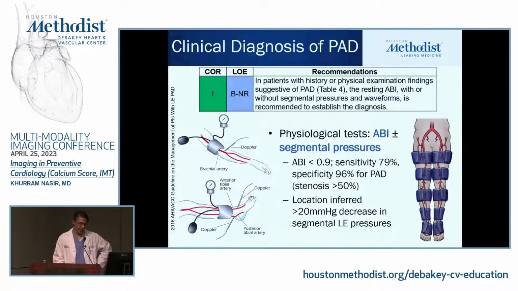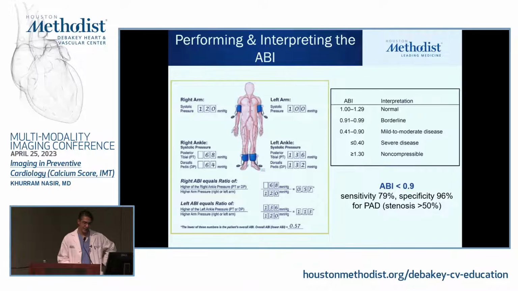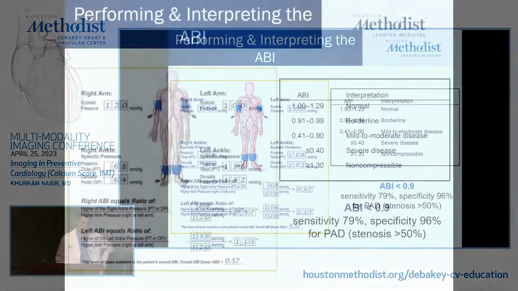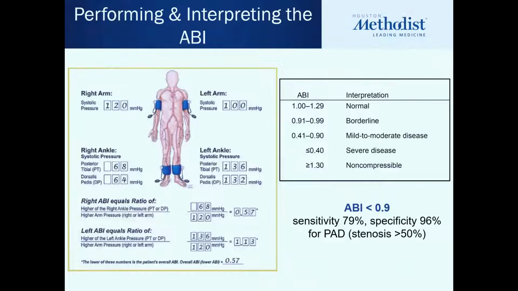So the points I wanted to make here: what should you know about the ABI? Number one, anything less than 0.9 is abnormal and is very specific for the disease. You can see here from studies that for detecting a stenosis greater than 50% by invasive angiography, an ABI less than 0.9 has a specificity of 96%.